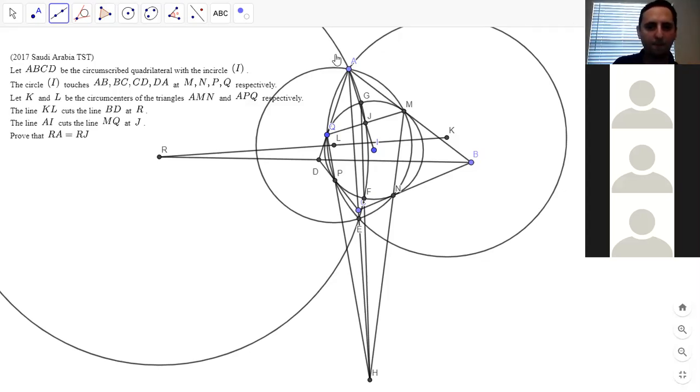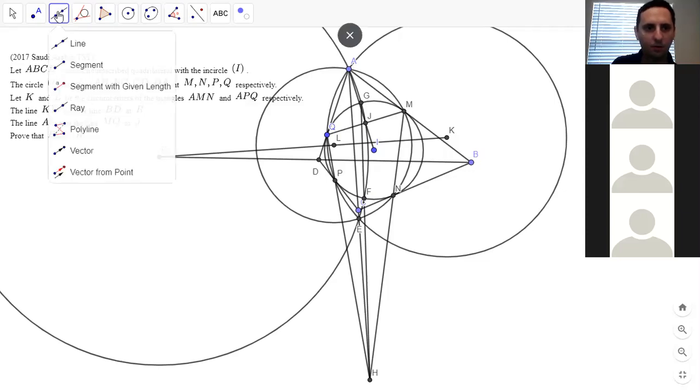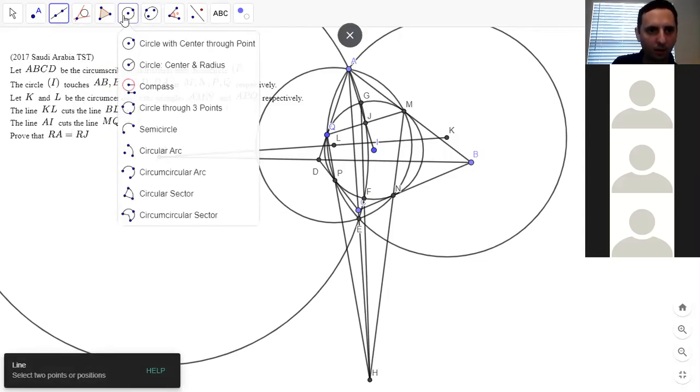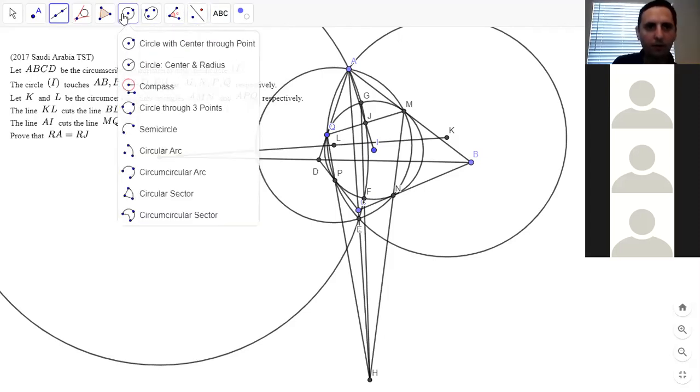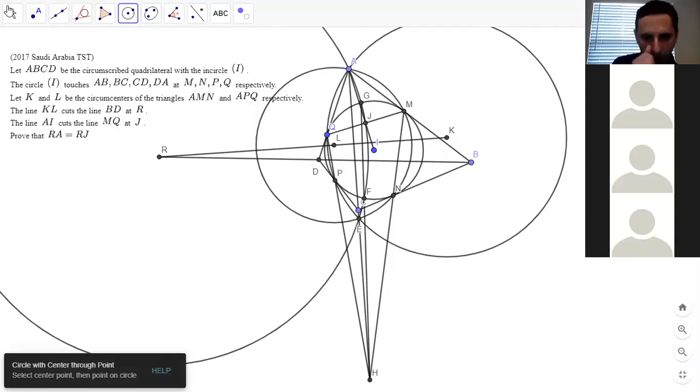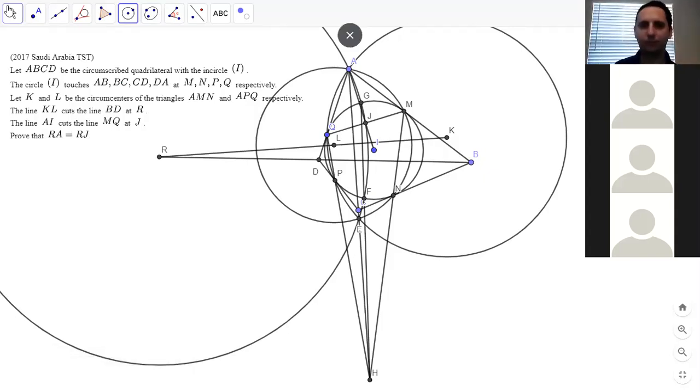We will take polars with respect to the incircle. So I think you don't need to draw anything. Okay. So NM is the polar of B. So B lies on the polar of H. And similarly, D lies on the polar of H because PQ is the polar of D. So BD is the polar of H. And we know that R lies on the polar of H, so H lies on the polar of R.